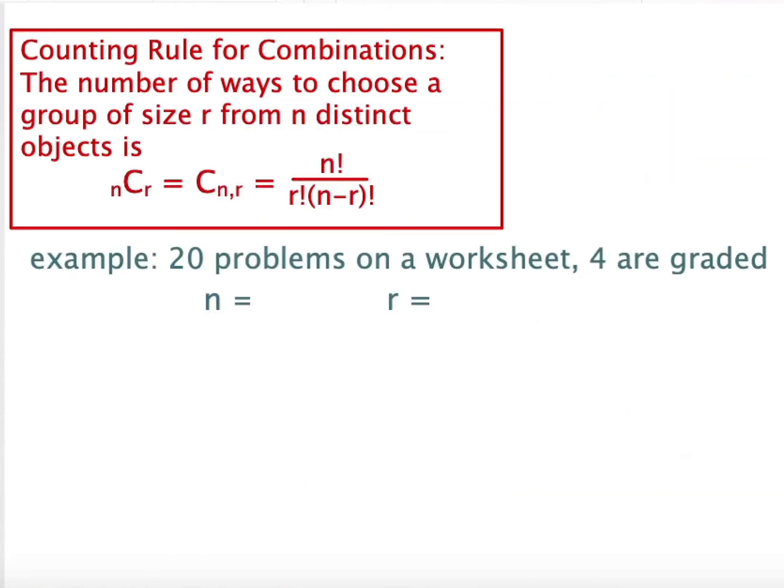And here's our special formula for combinations. nCr is n factorial over r factorial times n minus r factorial. So here's that one I was talking about earlier. If there are 20 problems on a worksheet and I'm going to choose 4 problems at random to grade, how many different ways are there for me to choose 4 problems? n is the number of distinct objects. There are 20 distinct problems on the worksheet, and I'm going to choose a group of size r, a group of 4. So I'm going to calculate 20C4.